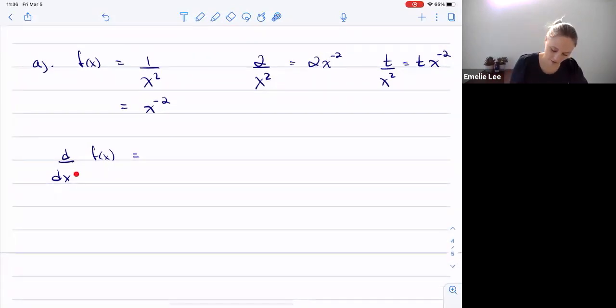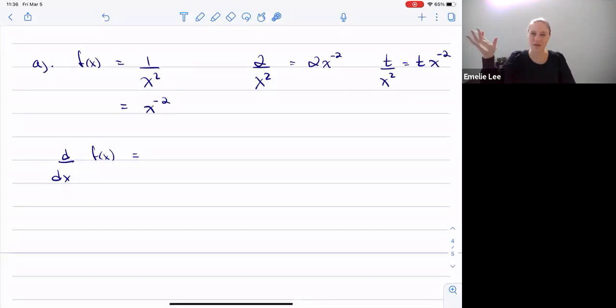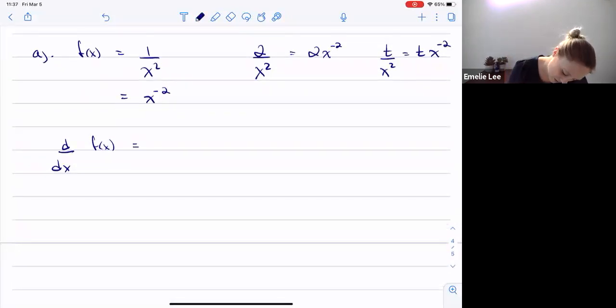So if I want to take the derivative of f of x with respect to x, now my power, remember, what I do is I bump down the power. So that's the entire thing, right? Negative 2 has to bump down in front. And so this becomes negative 2 times x to the negative 2, and then I subtract 1.